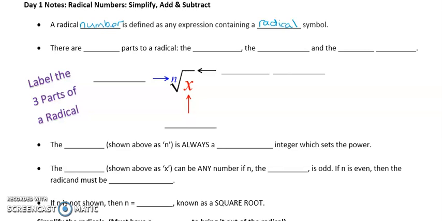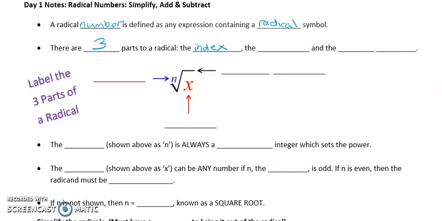Okay, an expression, if you'll remember, can be numbers, variables, it can have plus signs, minus signs, it could be multiplication, it could be division. It's any kind of combination of numbers and letters. Okay, so for a radical, there are three parts to it. The three parts are called the index.